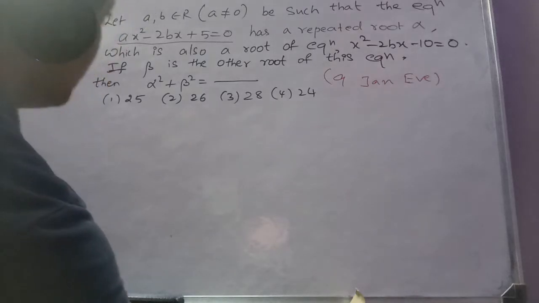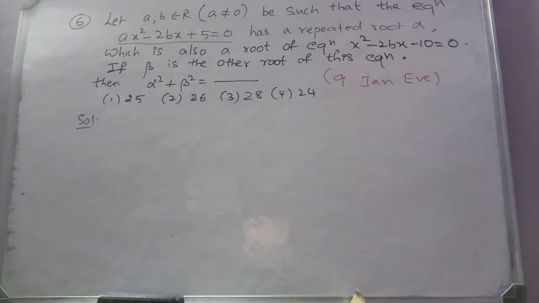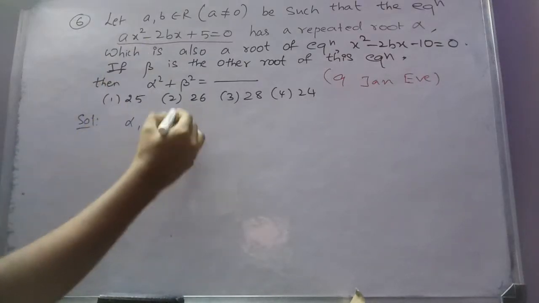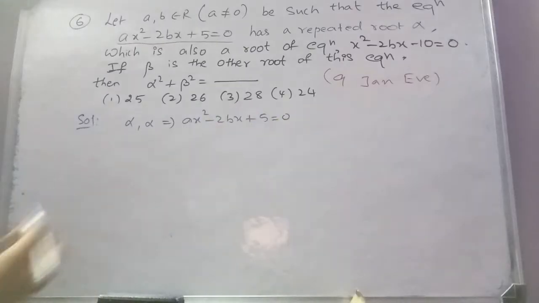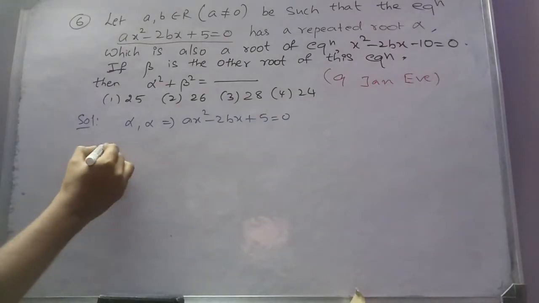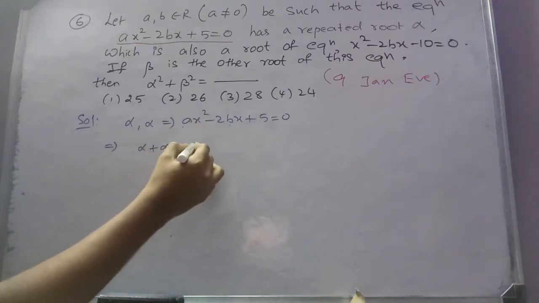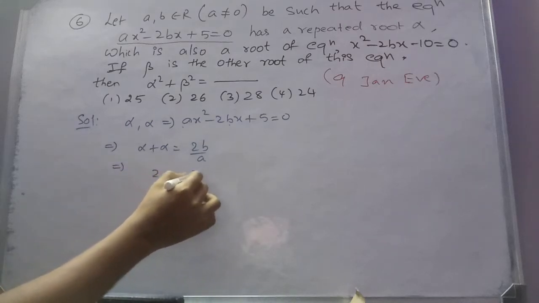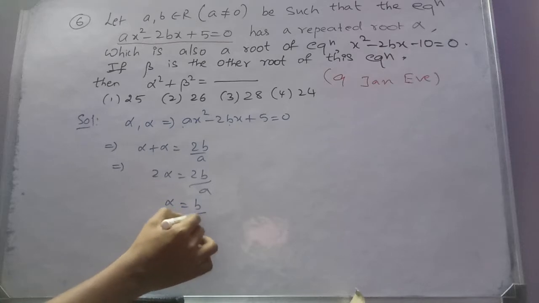Very easy, very easy. See here. First of all, alpha is a repeated root. So alpha comma alpha are the roots of this equation, ax square minus 2bx plus 5 equal to 0. So first you go with sum of the roots. Alpha plus alpha equal to minus b by a, that means 2b by a. So therefore 2 alpha equal to 2b by a, and if you cancel 2 on both sides, alpha is equal to b by a.